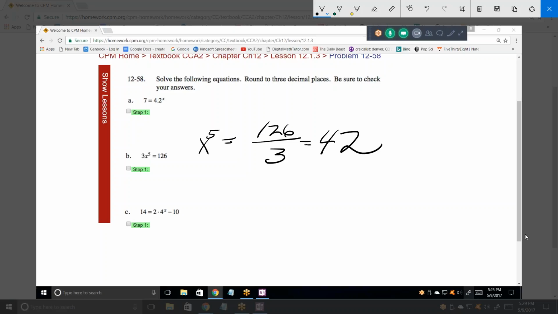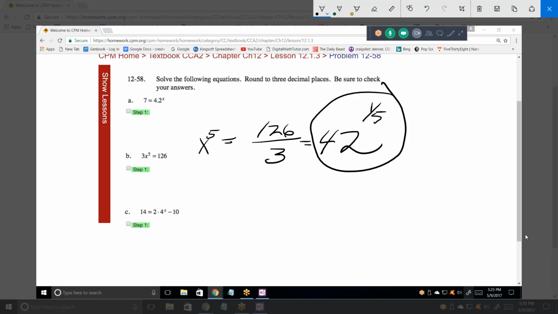You type in 5 and then go to... Well, how about doing 42 to the 1/5 power? That's what the 5th root of 42 looks like. And take your answer and round it to 3 decimal places. And as far as I know, that's the only way you can do it on your calculator.